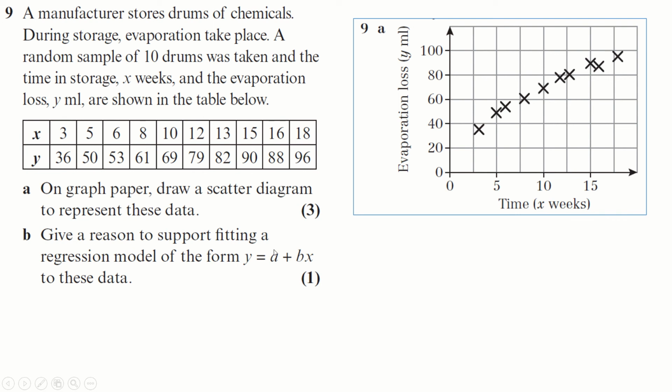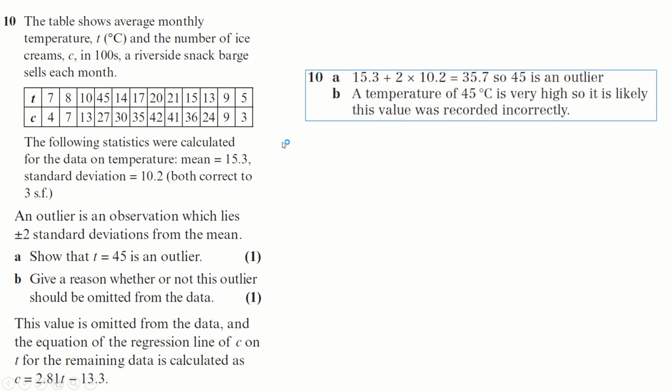Well, it's because this is your equation of a straight line, and if we look at our graph, all those points roughly fit in a straight line. If they were all over the place or they formed a curve, it would not be suitable, but because it fits a straight line, it is suitable. They lie close to a straight line. Yes, got that. So next one, we've got a table showing average monthly temperature and the number of ice creams sold in hundreds in a Riverside snack barge. Okay, and we've got our table of results. So we've got the temperature and how many hundred ice creams they sold.